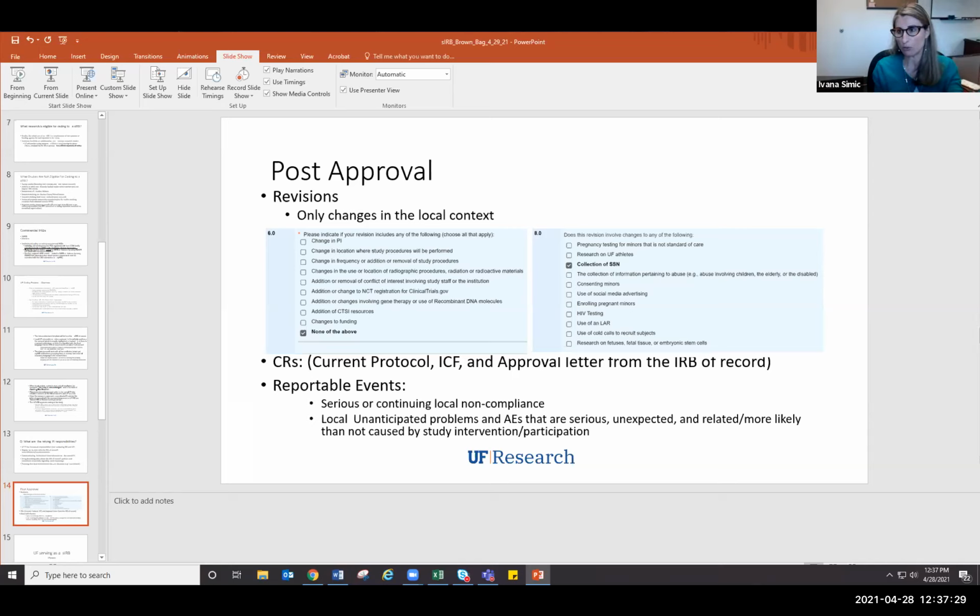As far as continuing reviews go, for expedited studies, continuing review is not in play anymore for most institutions. Now, what we need to see is just the current protocol, informed consent, and approval letter from the IRB of record. And so the approval time at CR will be driven by the IRB of record. So if it's an expedited study and regulations don't require continuing review, if the institution has a 3-year check-in period, then that will be 3 years, and it will be CR.